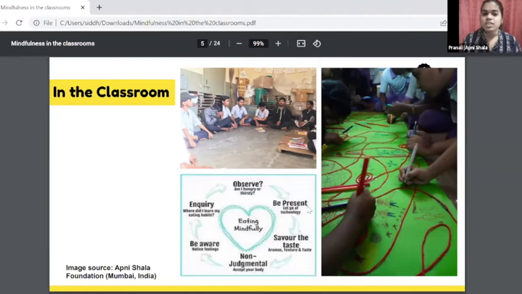So these are some of the activities and practices which we do, so that we continue to do mindfulness in the classrooms. These are some of the activities which are tangible. We can see it, we can observe students doing it.